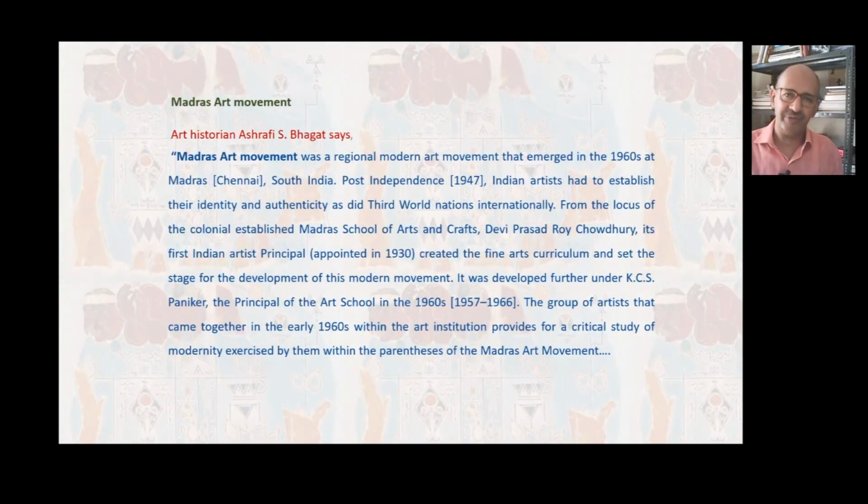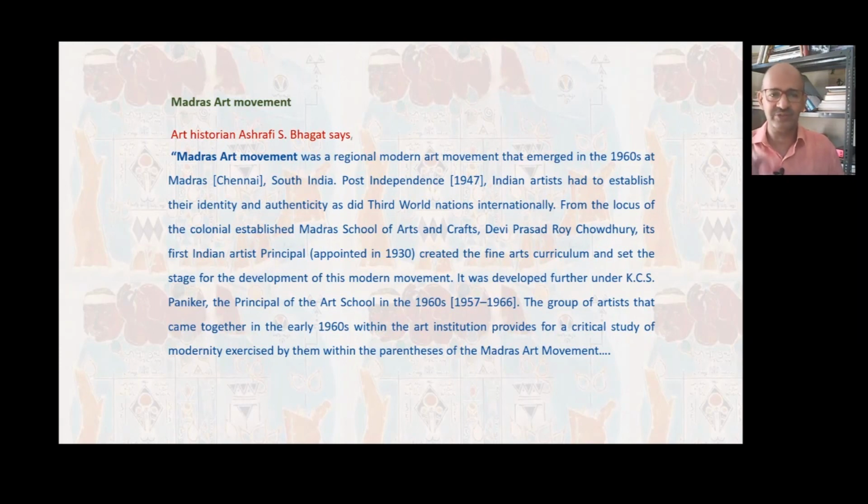Now, I just mentioned the Madras Art Movement. Art historian based in Chennai, Ashrafi S. Bhagat, says the Madras Art Movement was a regional modern art movement that emerged in the 1960s at Madras, Chennai. Now, the post-independence Indian artists had to establish their identity and authenticity, as did third world nations internationally. That was a great responsibility, because you are now no more a colonized country, you are a free country. So it is up to you as an artist to give shape to this new identity and also authenticity.